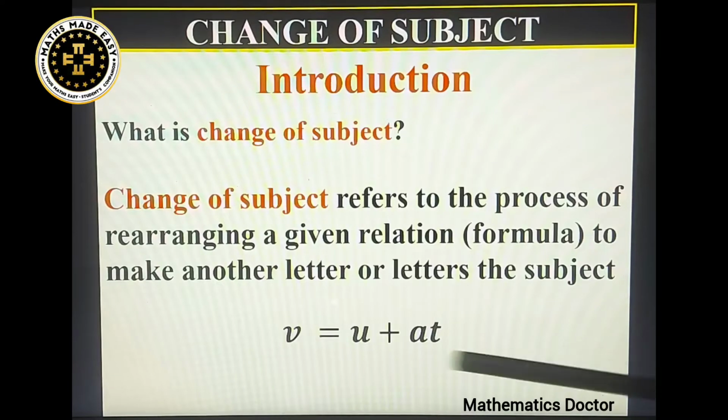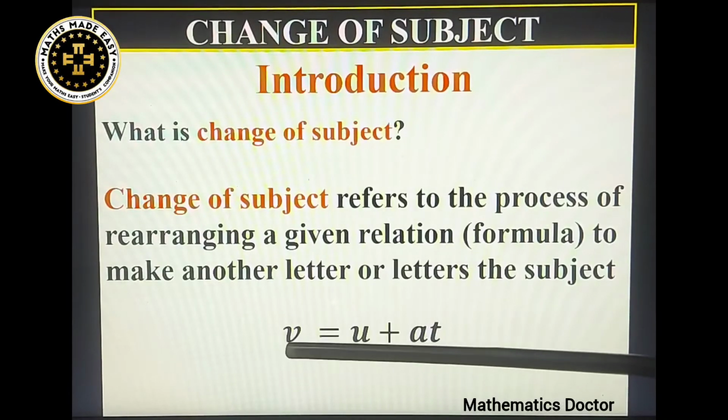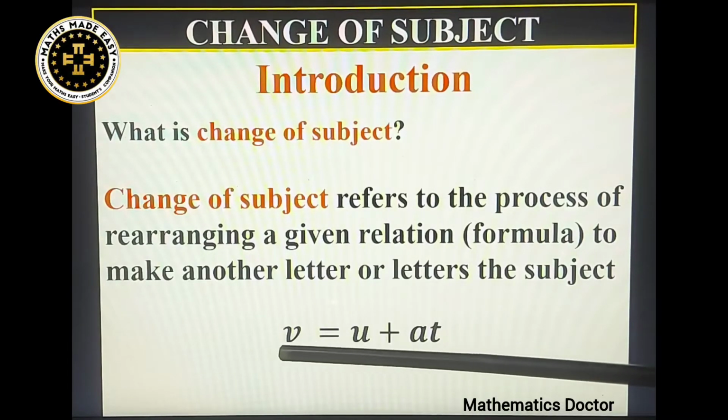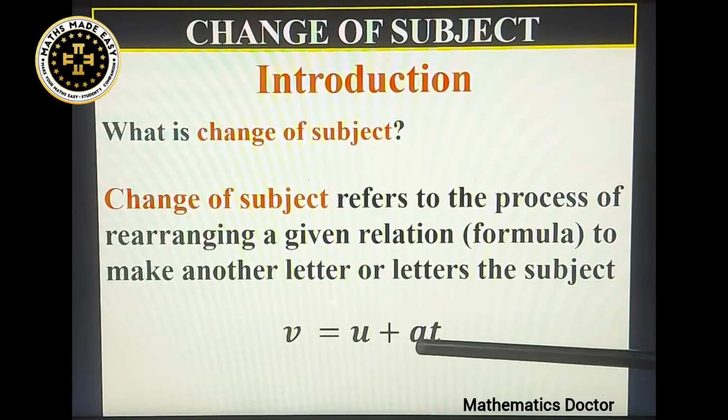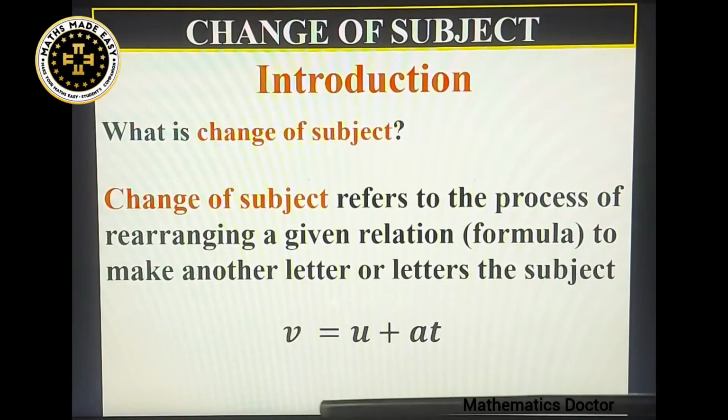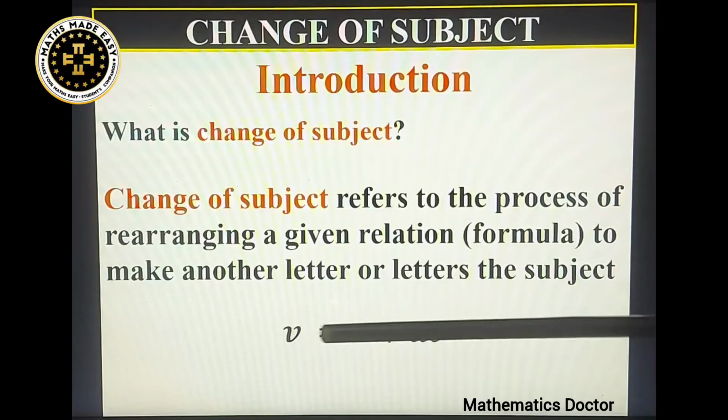Let's say you have this relation. In this relation, you realize that V is a subject since it is standing alone at the left-hand side of the equal sign. Now, the process of making either U or A or T stand alone or the subject becomes what we call change of subject.